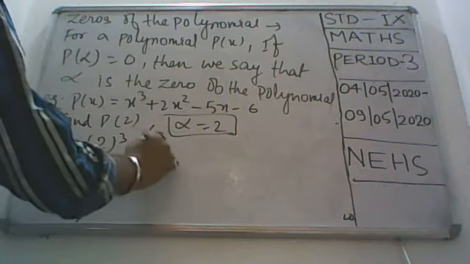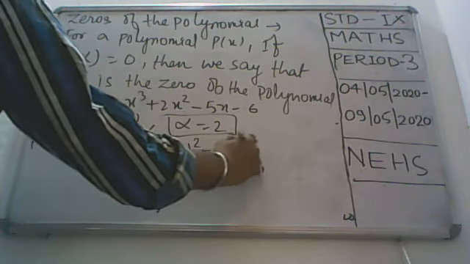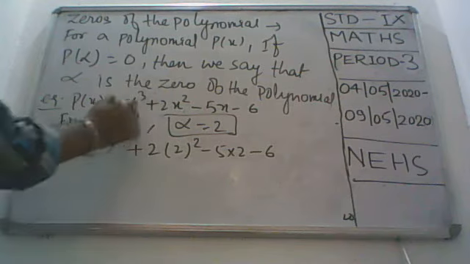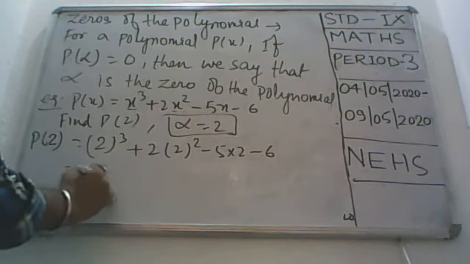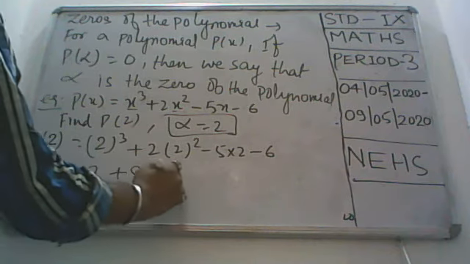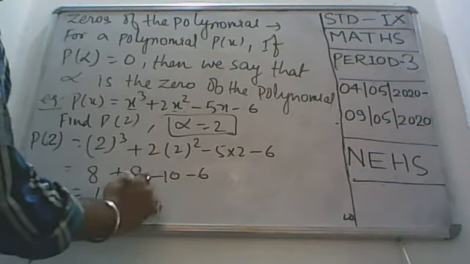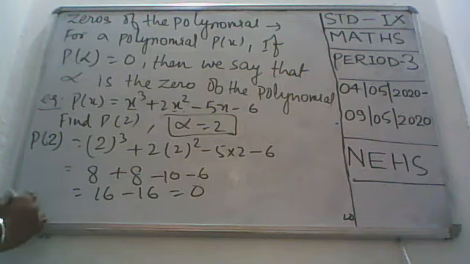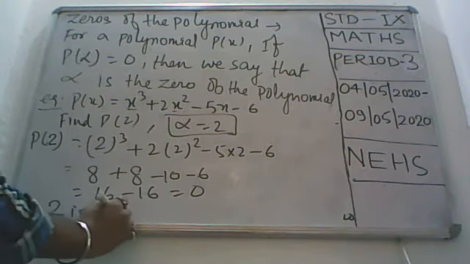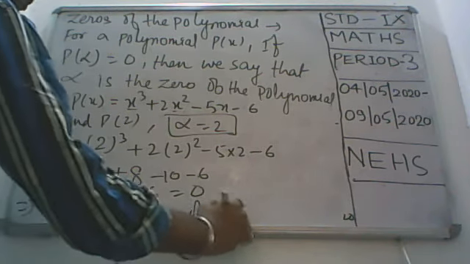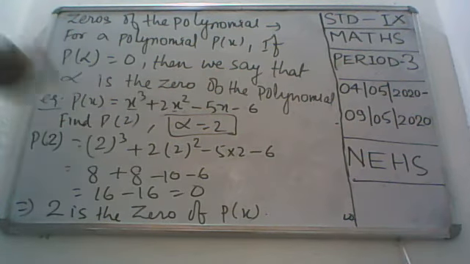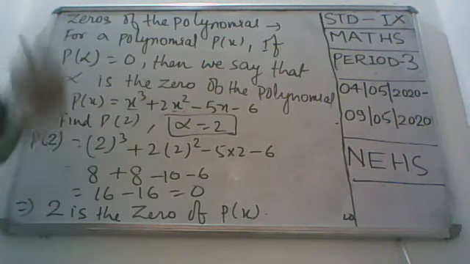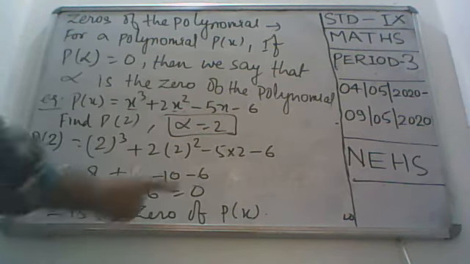So in place of alpha, I will write 2 here. It's 2 cube plus 2 into 2 square minus 5 into 2 minus 6. Wherever x was there, I have replaced it with alpha, and alpha is 2. So 2 cube is 8, 2 into 4 is 8, minus 10 minus 6. That means 16 minus 16 is equal to 0. That means 2 is the zero of polynomial p(x). So understood here, the value of x for which the value of the polynomial becomes 0, that value is called the zero of the polynomial.